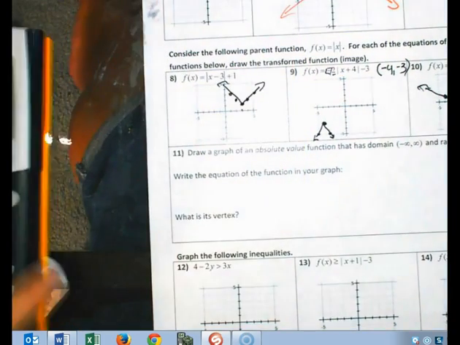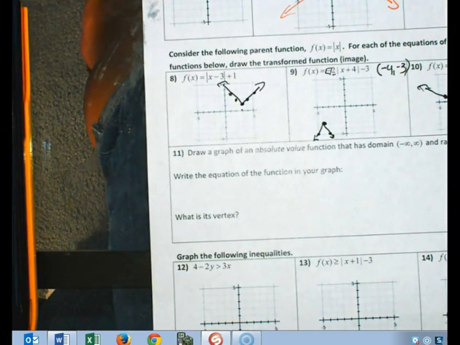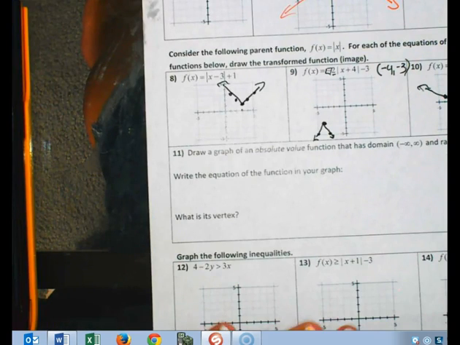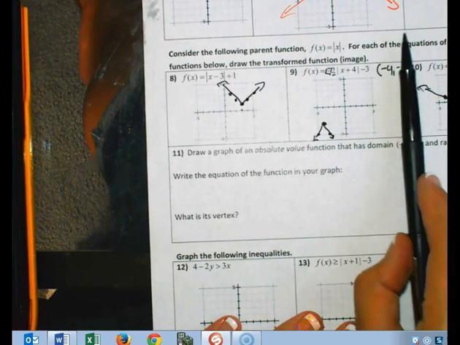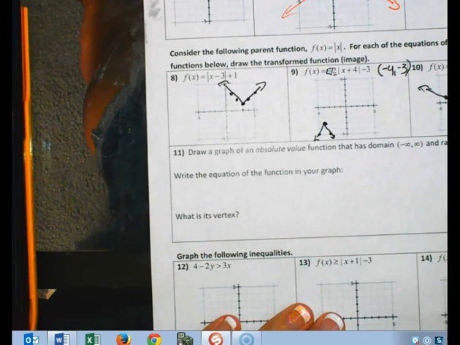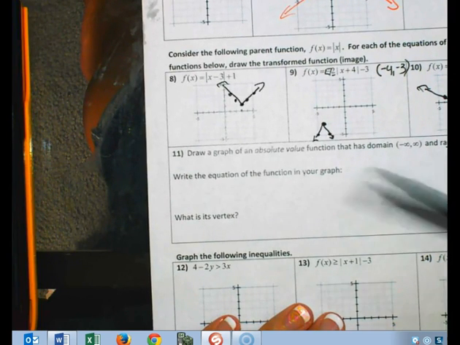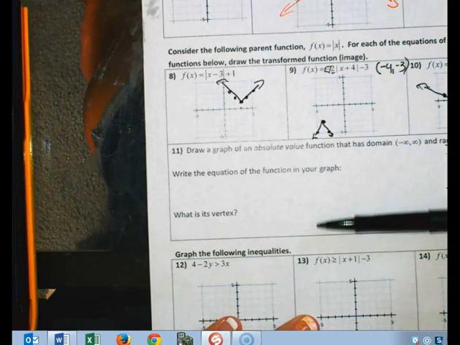All right, the next one says draw a graph of an absolute value function that has a domain of -infinity to +infinity and a range of -infinity to 4. Write the equation of your function in your graph. And then what's the vertex? Well, we know that absolute value functions have a domain always of -infinity to +infinity. So here's the trick here. The range is from -infinity, so it's starting down, and then it's stopping at 4.